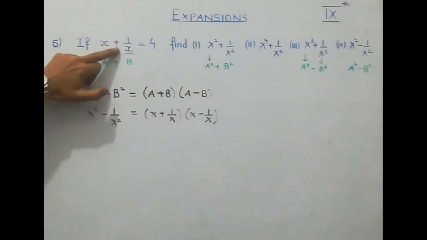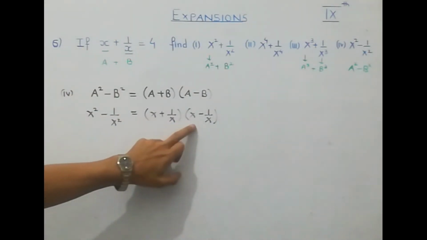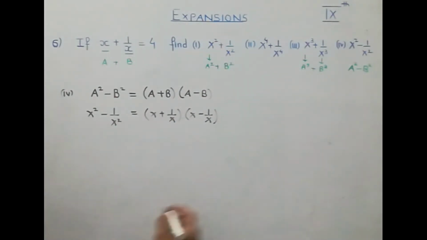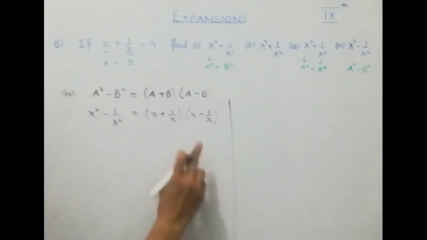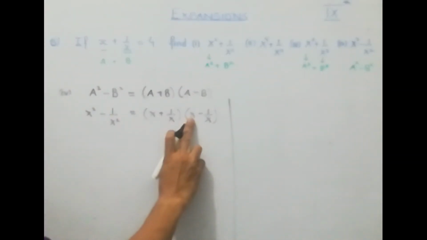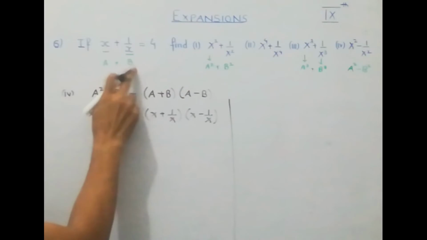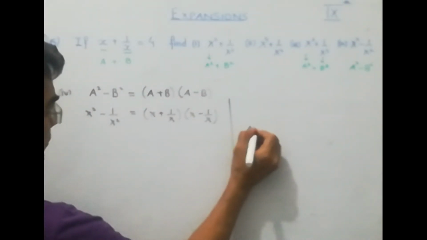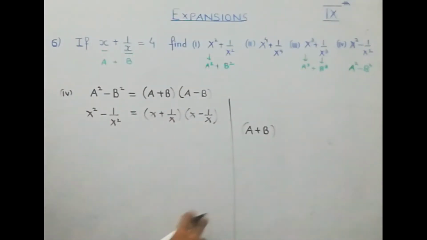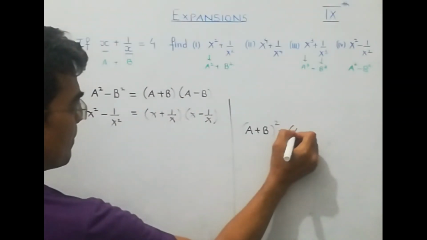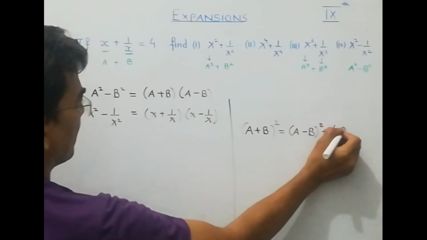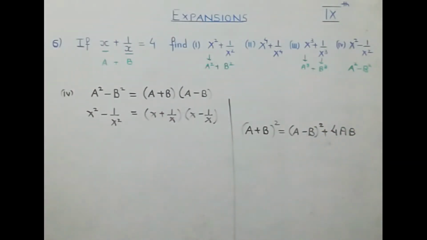So x plus 1 upon x is known to us. So we need to find x minus 1 upon x. So first of all you need to find x minus 1 upon x. Now let's see that. To find x minus 1 upon x, we will say we have to find a minus b, and a plus b is given to us. So we will be applying the formula which relates a plus b and a minus b. Like this.